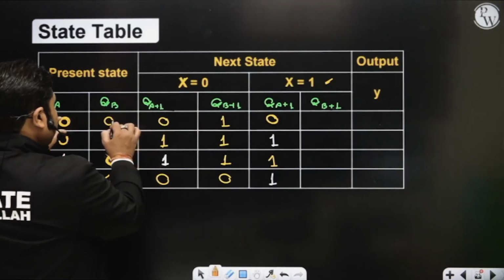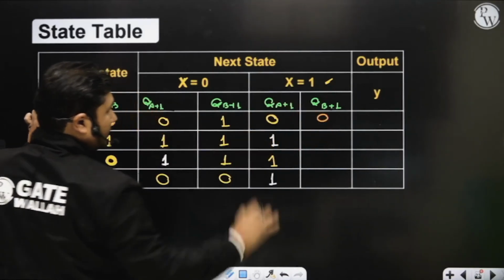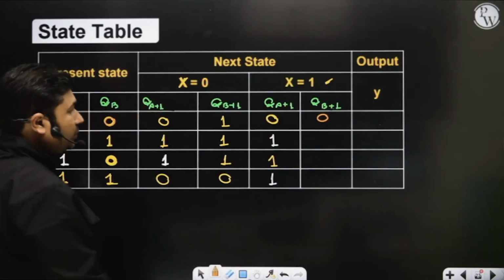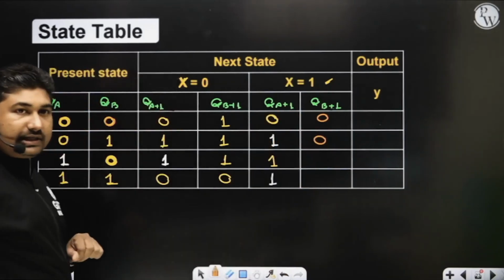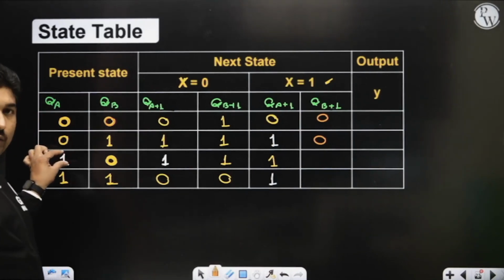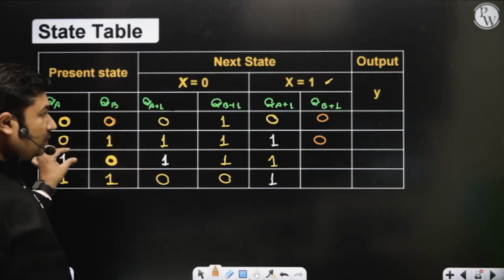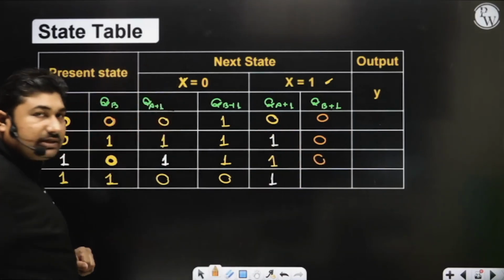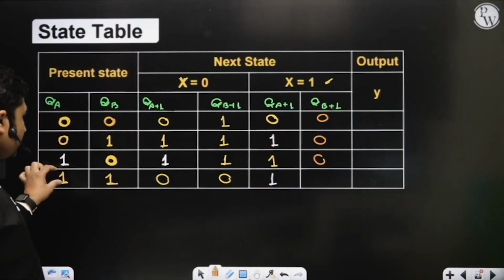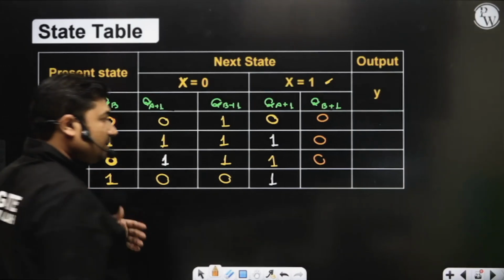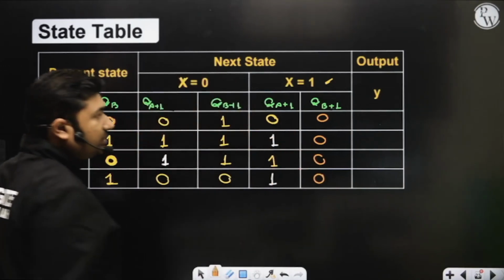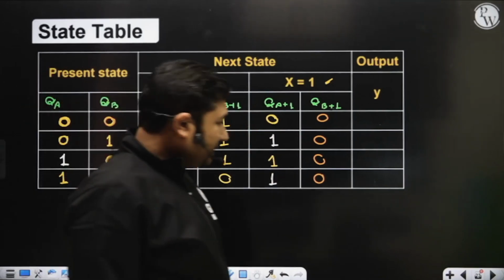For QA 0, it goes into the hold mode, sir. For QA 1, JB is 0, so it goes into the reset mode, sir. Is it okay?